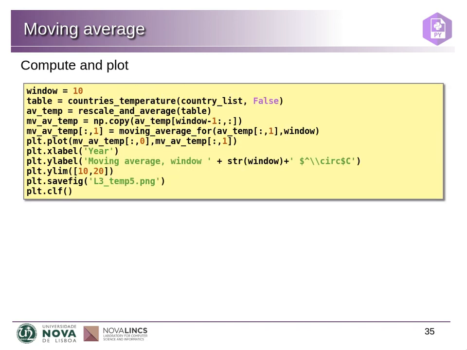So now we have a window of 10 years here. We're going to compute the moving average. So doing everything from the beginning, we get the temperatures. In this case, false means we're going to read from the hard drive. We rescale everything. Then we create a copy of the average temperature in that window that we want to compute the moving average for.